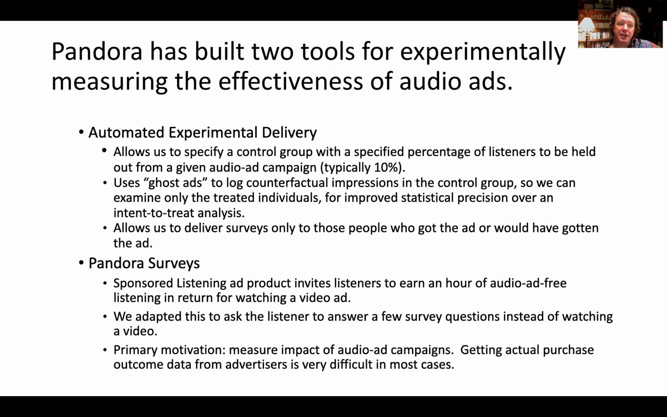Automated experimental delivery allows us to specify a control group with a given percentage of listeners that should be held out from a given audio ad campaign, so they're not exposed to it, deliberately not exposed. And it uses ghost ads to log counterfactual impressions in the control group.